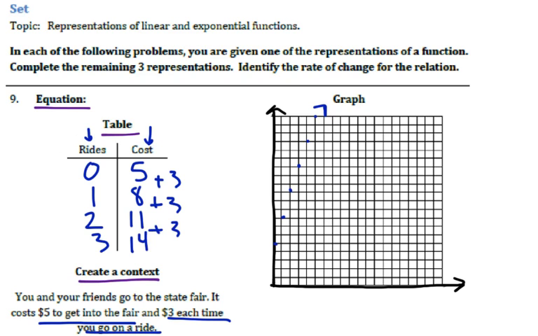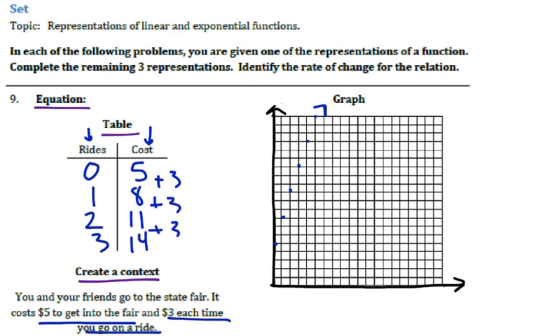Okay, now the equation. Remember, when we're doing an equation, we can start it out easy. Now we could do a recursive equation, and we could write something like, f of n, our next term, is equal to the previous term plus 3, and we started out with 0 and 5. Okay, you could do that. However, I would prefer that we try to write the explicit equation.